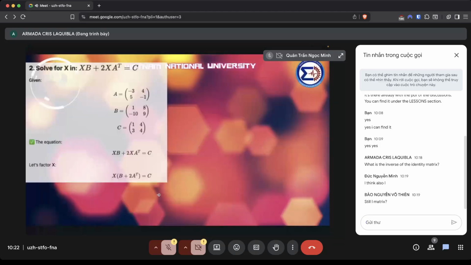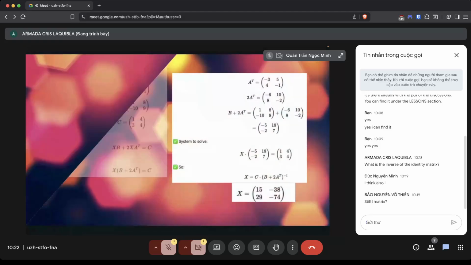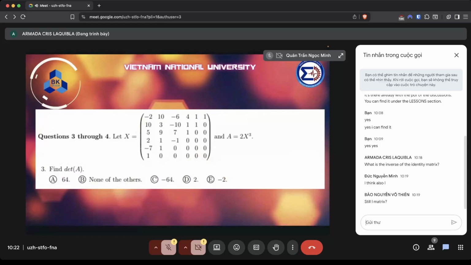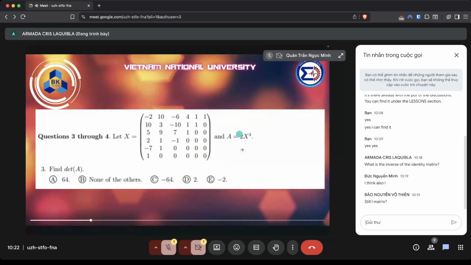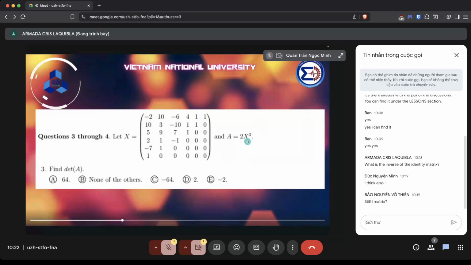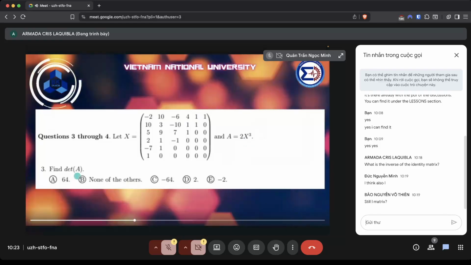Okay, next. Questions 3 through 4. So let X be this one, and A is equal to 2X cubed. Find the determinant of A. Hmm.